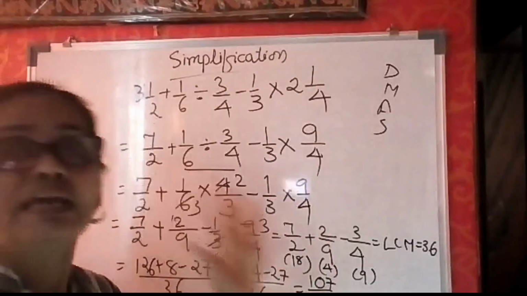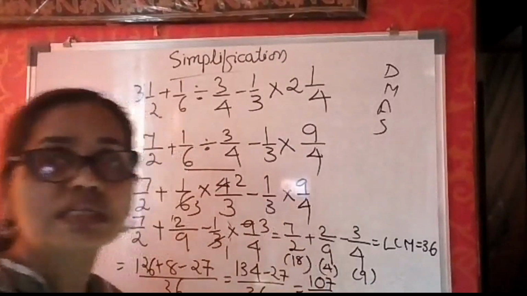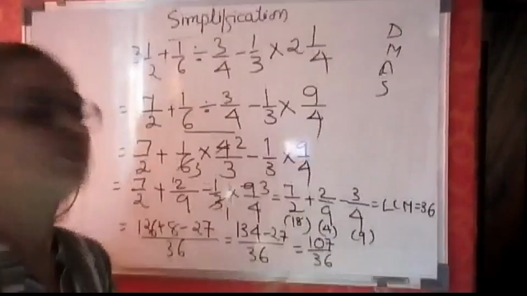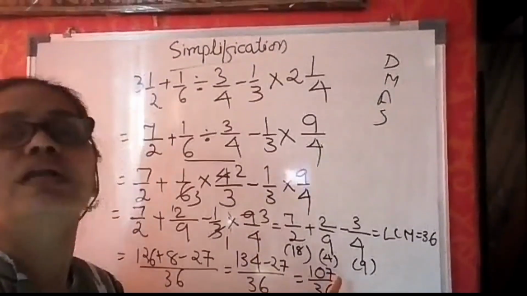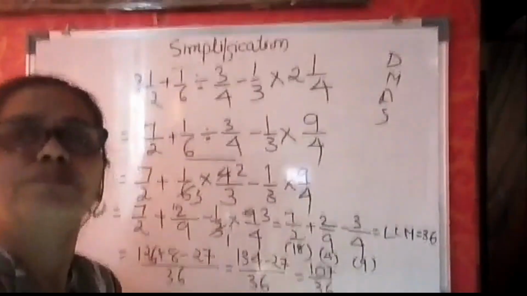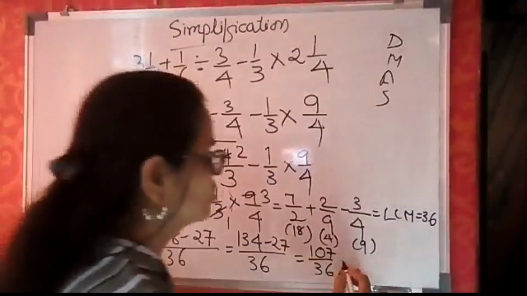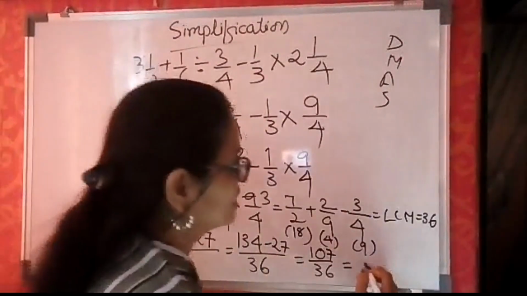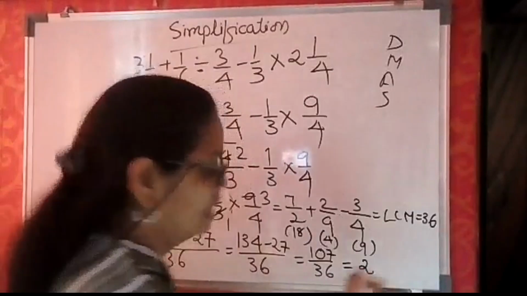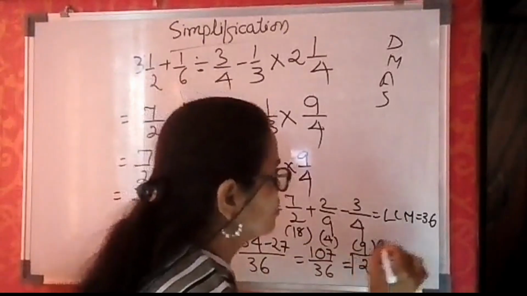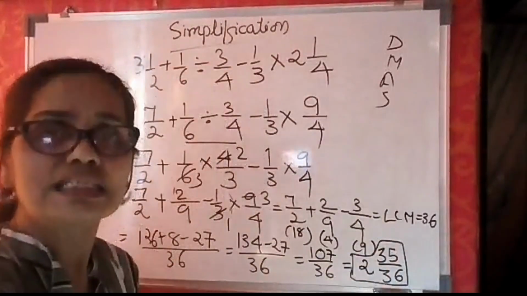Now in fraction, if it can be brought to lowest term, bring it. If you cannot bring it to lowest term, then what you have to do? You have to check whether it is improper. Again bring it into mixed fraction. Understood? So when you divide 107 by 36, your answer is 2 integer 35 upon 36. This is your answer. So isn't it easy, children?